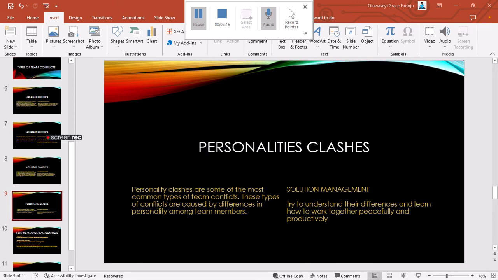Try to understand, okay, this is how this person does things, this is how that person does things. When you understand people, there will be less issue with people. All right, so those are the four types of conflicts in a team. Now we're going to talk briefly about how to manage team conflict.